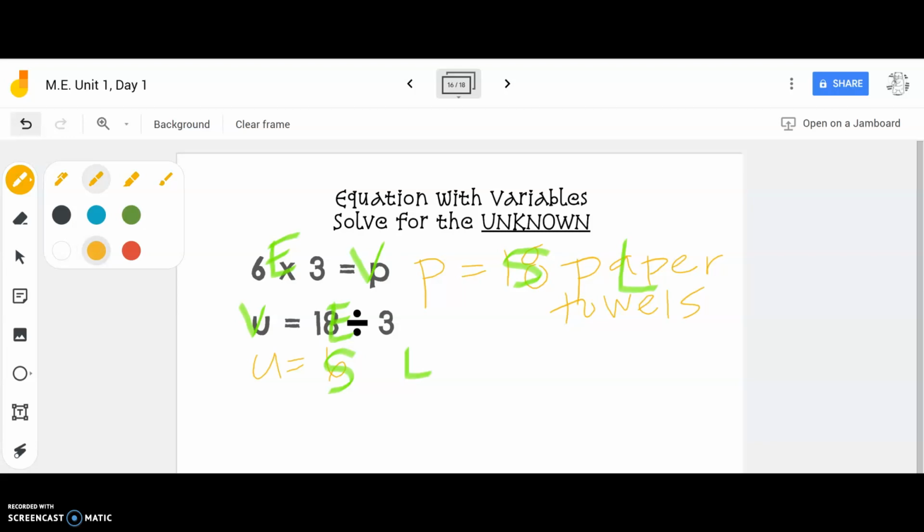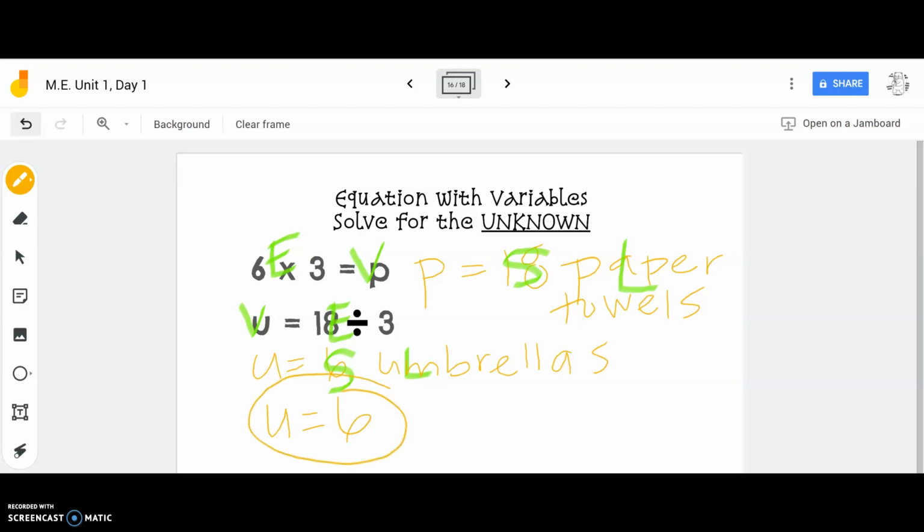How about, I'm trying to think of another U word, which is tricky to do. I'm sure you guys are thinking of tons, way more than me. I'm just going to go with umbrellas. But in this case, because there is not necessarily a story problem, I could just put U equals 6. If there was a story problem that was verifying what my unknown was, then in that case, I would need a label. All right, but because it's just an equation, that works too.